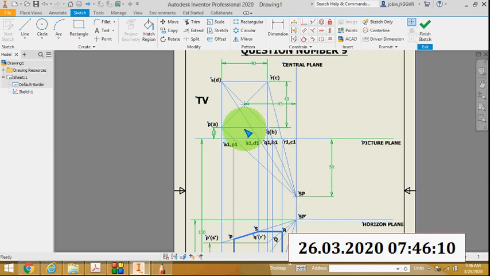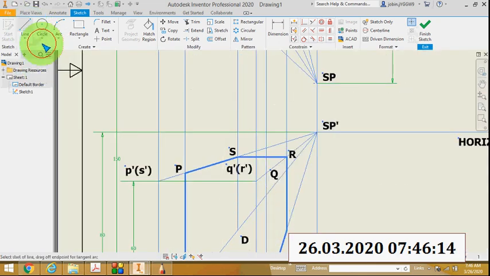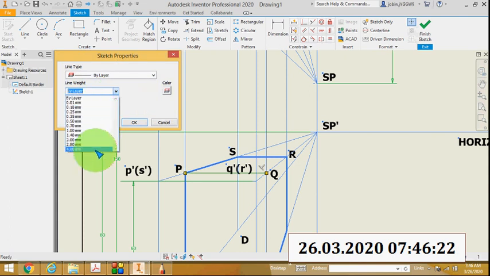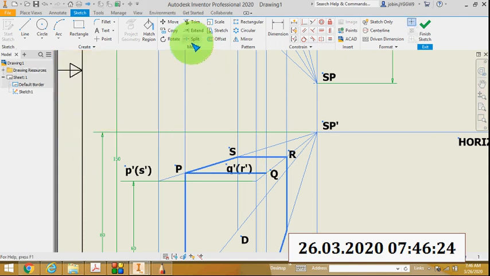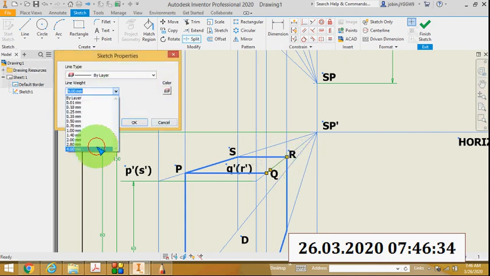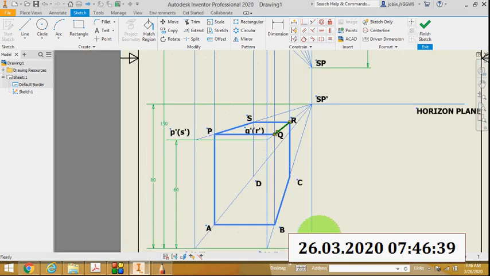This edge is visible, this edge is visible. So I will draw this PQ as a dark line, and QR also a dark line. That means they are visible. So the top face is completed.